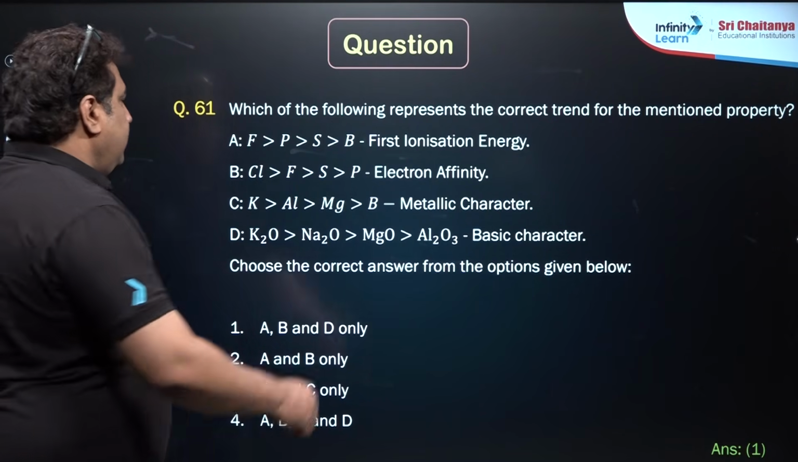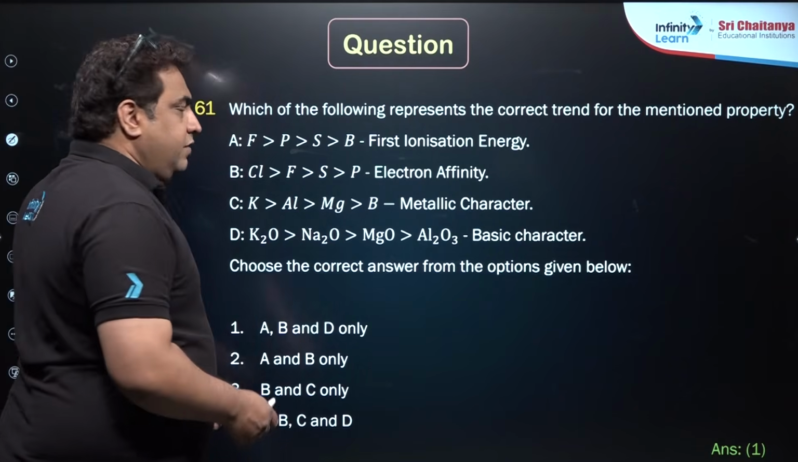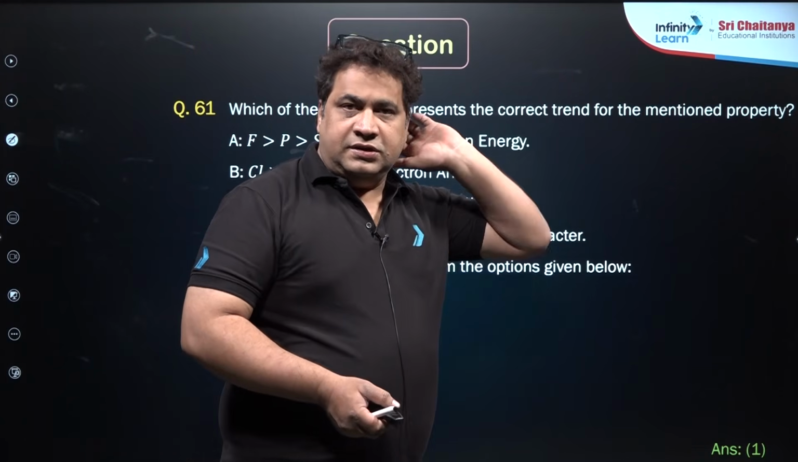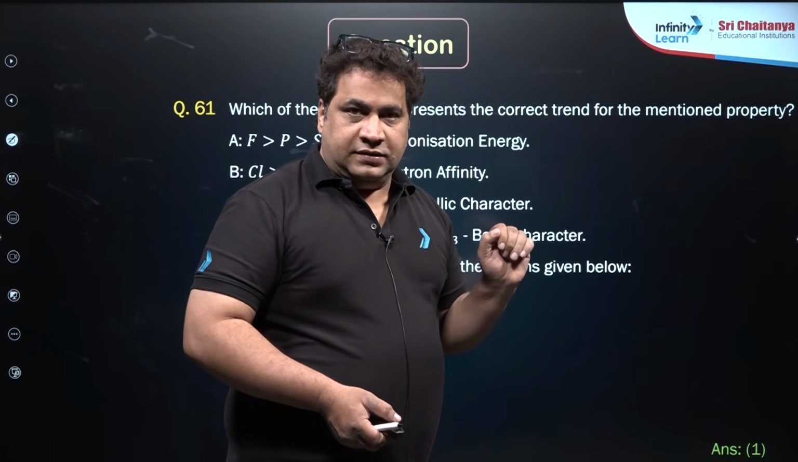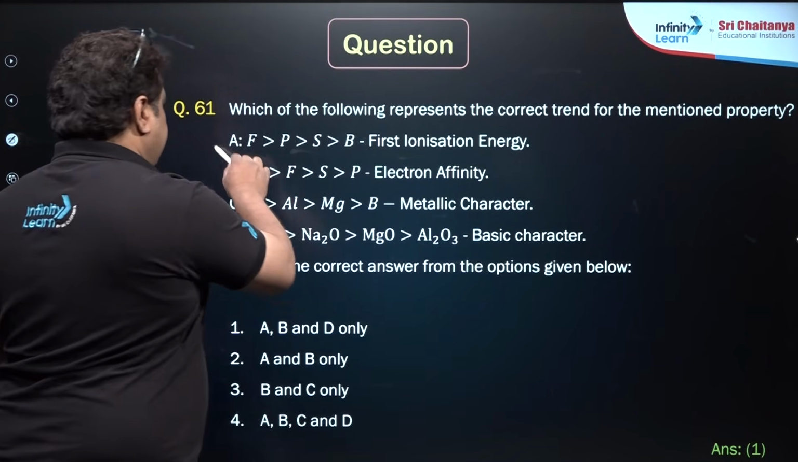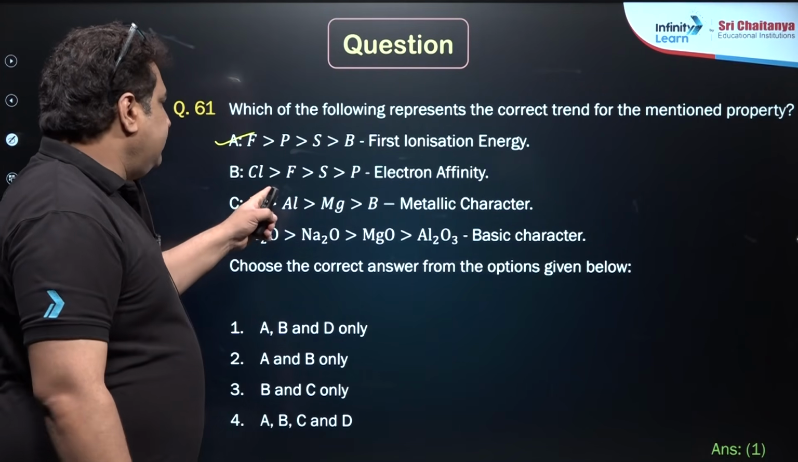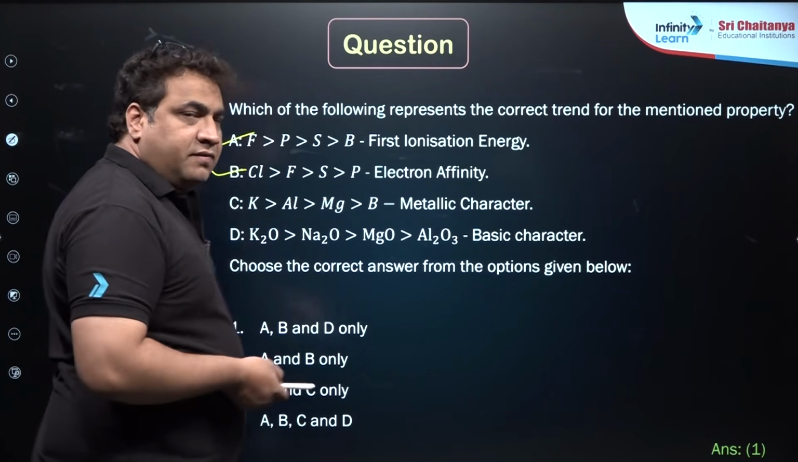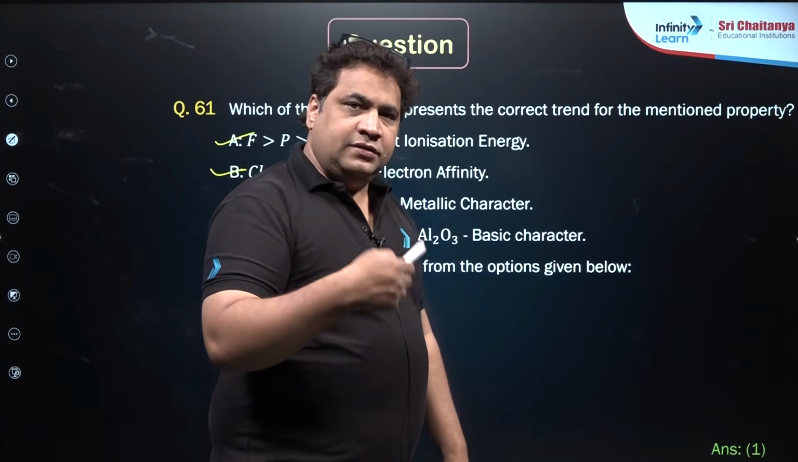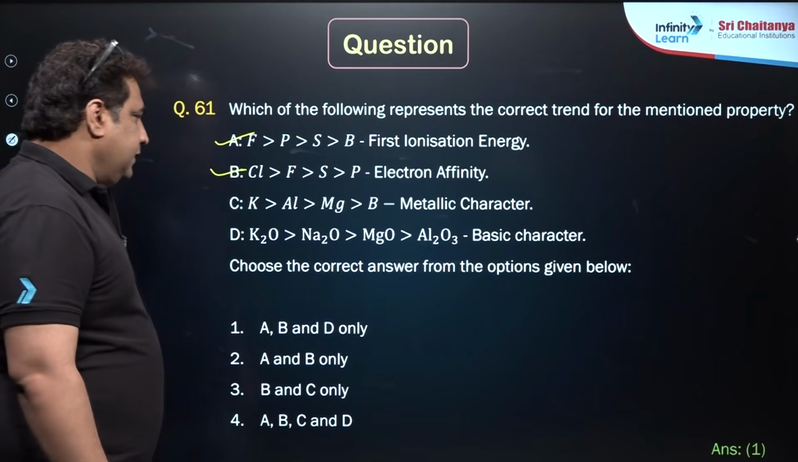So, fluorine first ionization energy, we know that from left hand side to right hand side ionization energy increases because non-metallic character is increasing, correct, hence this is correct. Chlorine, fluorine, sulfur, electron affinity, it is 100% correct. Chlorine has highest, then fluorine is second highest, and the remaining follows, correct.